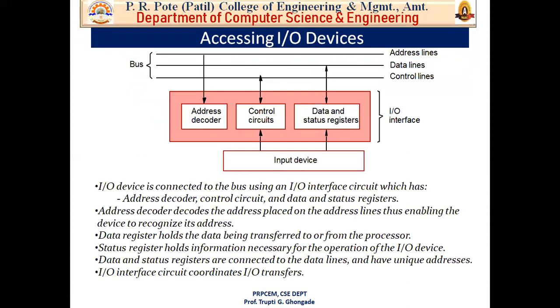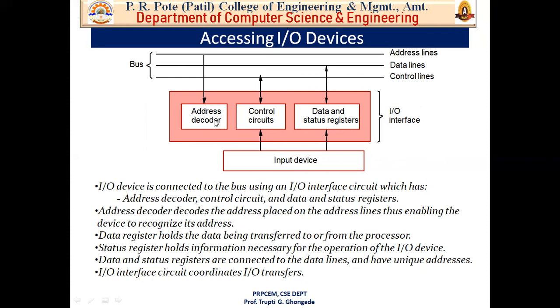Now next, look at this diagram. There is hardware required to connect IO devices to the bus. So in this diagram, there are three lines. First one is the address line, then the data line, and the control line. There is an address decoder, control circuit, and data and status registers, which is commonly called the IO interface. And these are all connected with the input device.